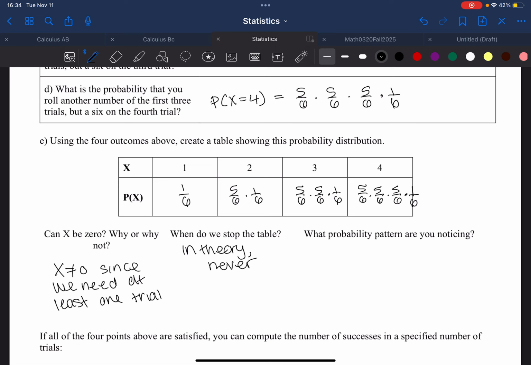What probability pattern are you noticing? So it looks like we have the failure probability, so that 5/6, to the power of the number of failures, times the probability of success.